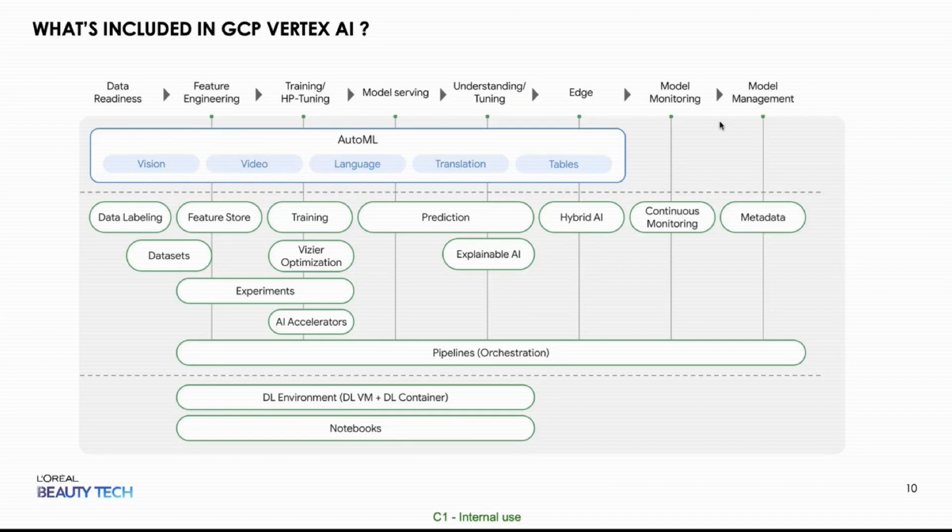So who knows Vertex AI, by the way? By raising your hand. Okay. So Vertex AI is basically the ML and AI platform at GCP.